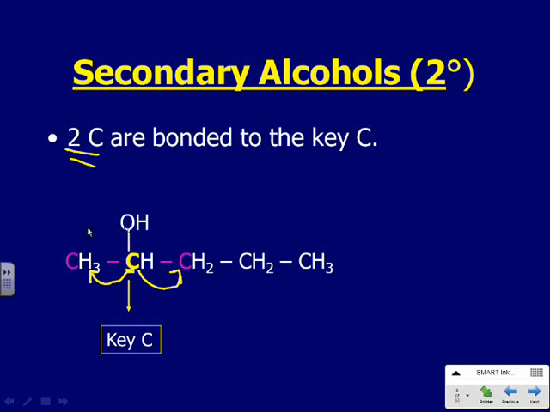The way I learned it, instead of the OH being at the end of the chain, it is now actually bonded to a carbon that's in the middle of the chain. All right? So it's in the chain run and bonded to 2 others.